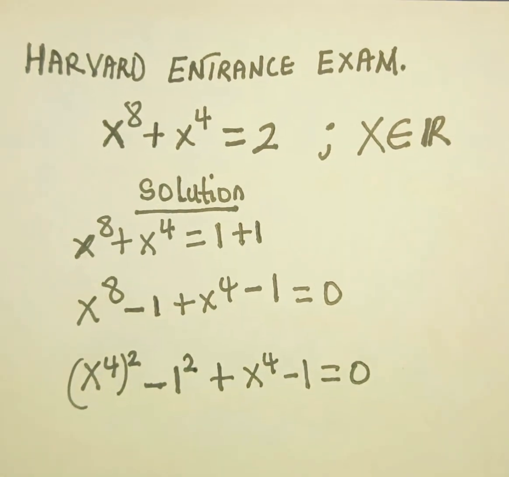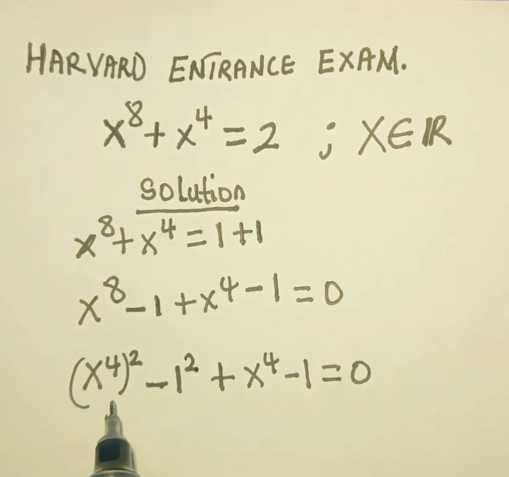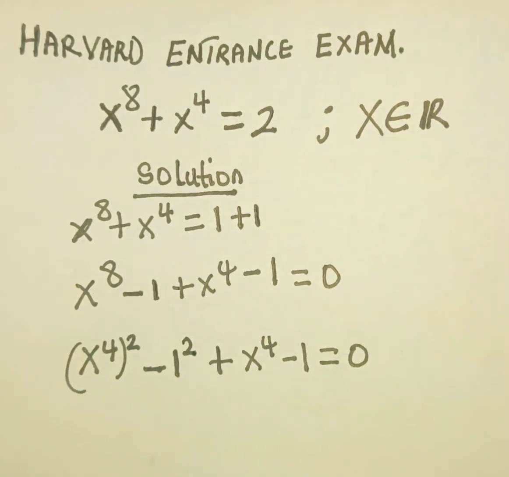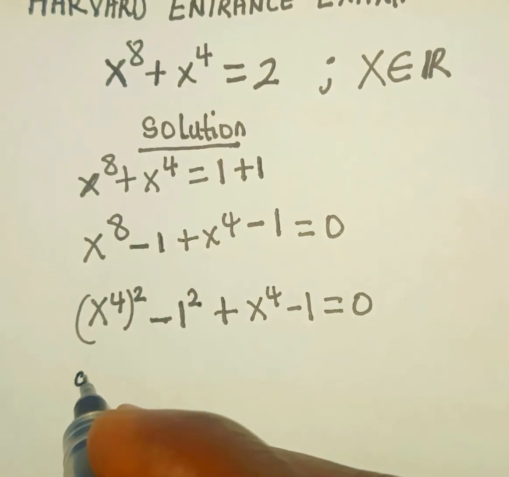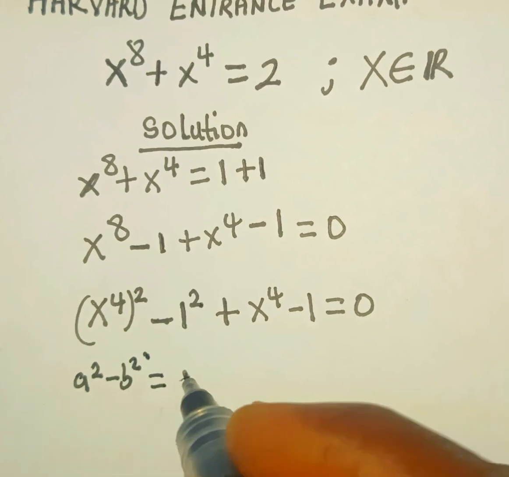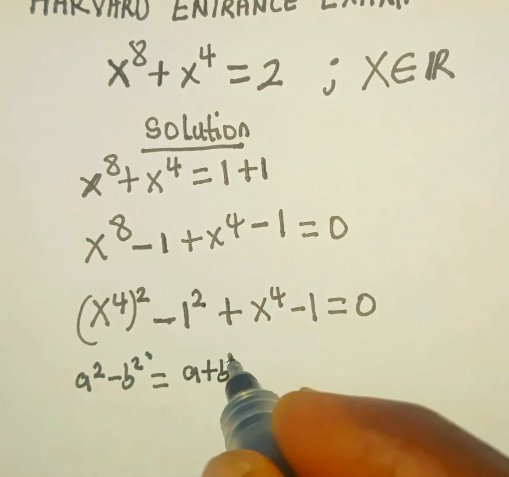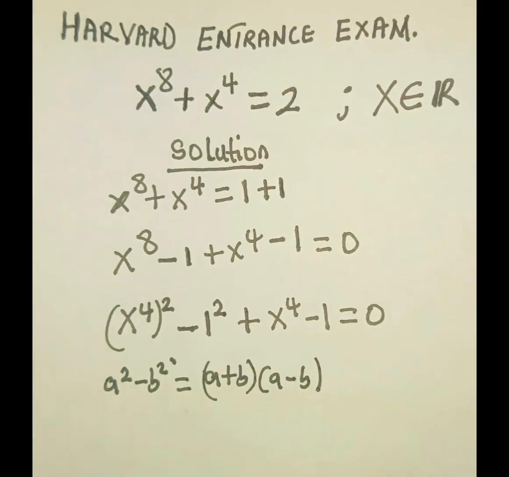Now if you look at the first two terms in this expression, we can see that we have a difference of two squares. So we're going to recall the difference of two squares formula, which is when we have a squared minus b squared, this can be simplified as a plus b, multiplied by a minus b. So this is the difference of two squares property.